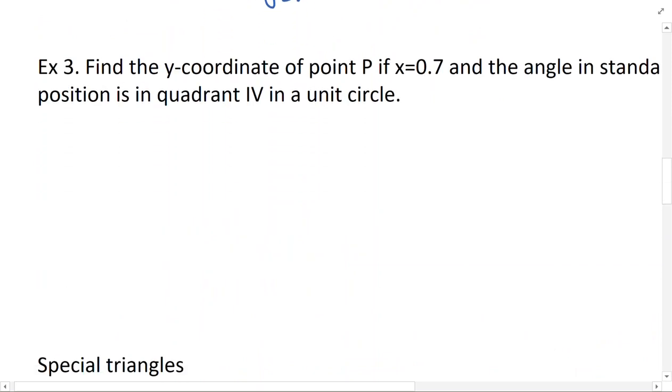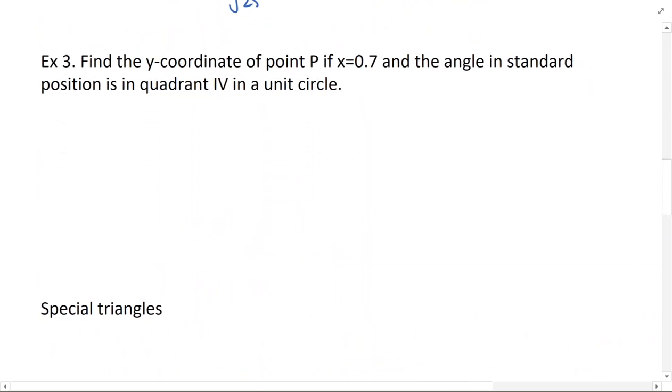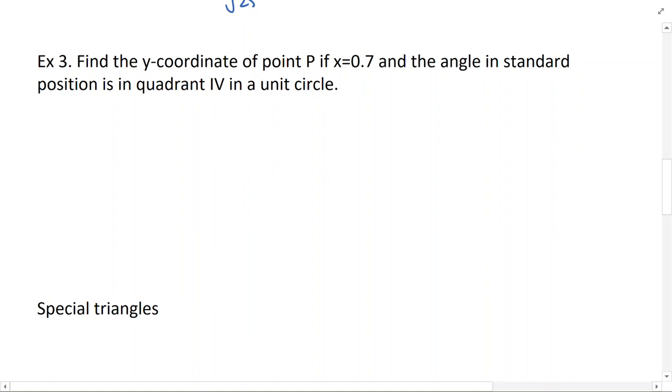Okay. Third example here. Ooh, need to make it a little smaller. So find the y coordinate of the point P if x equals 0.7 and the angle in standard position is in quadrant 4 in a unit circle. So we need to find the y coordinate. So it is still a unit circle, so r equals 1. So this time we know x, so x squared plus y squared equals 1 because of the unit circle. So we have 0.7 squared plus y squared equals 1.